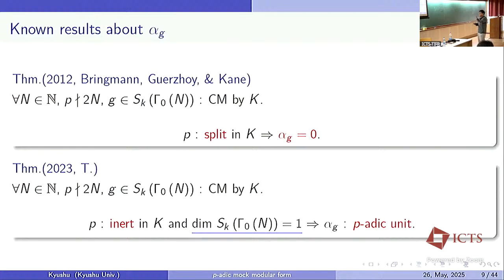The assumption on the dimension is very, very strong, so I would like to eliminate this assumption. In the main theorem, I can eliminate this assumption in the case where G has weight 2 and rational integer coefficients. So in short, we know the split case, but we don't know much about alpha Z in the inert case.